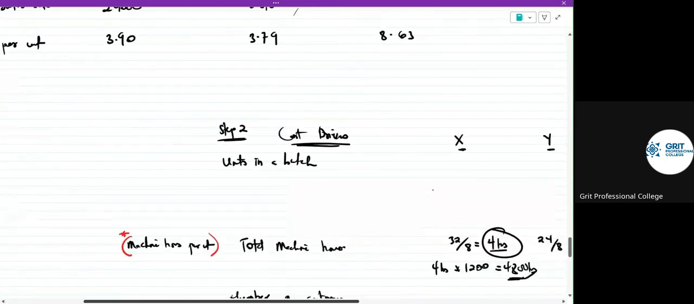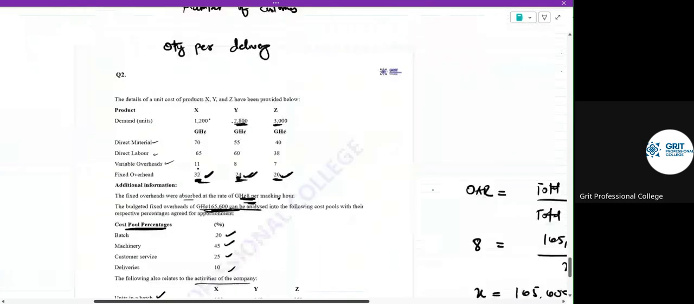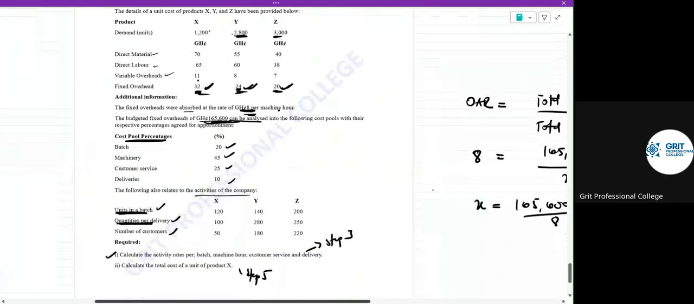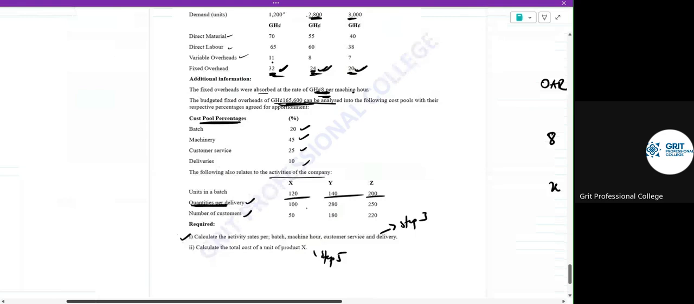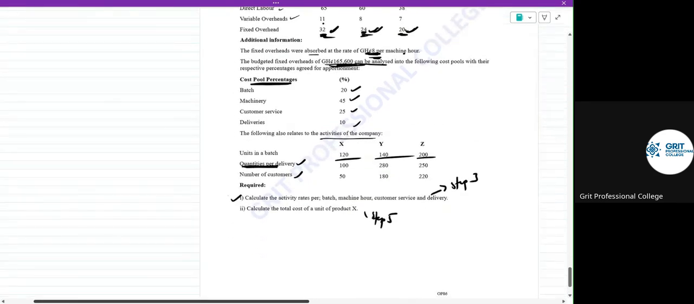Let's go to batch. What did the information give to us? Let's see whether we can just use it straightforward or there's an adjustment we have to make. Remember, the cost driver data, if presented to you, should relate to your entire production and not just one product or a part of it. When you read this, it says units in a batch. What do you understand by this? Anybody, quickly?